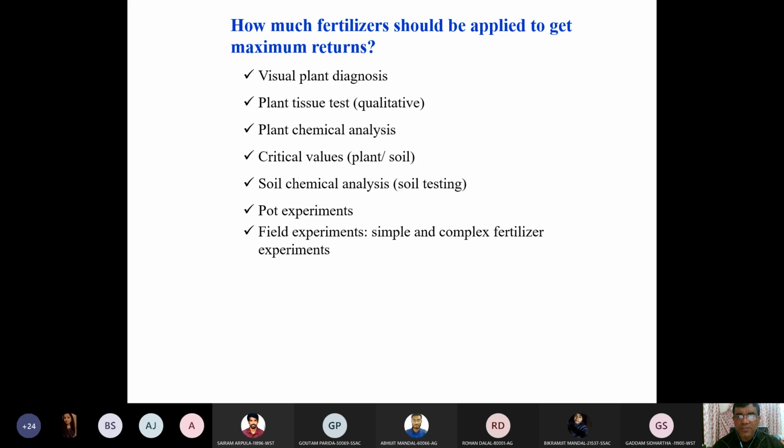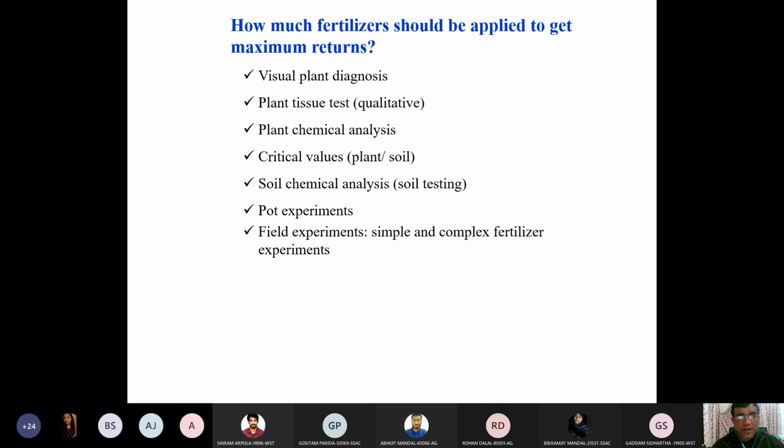Visual plant diagnosis means you just go to the plants, go to the crop, and see the deficiency symptoms, or symptoms of toxicity, or symptoms of excess uptake or availability of the nutrients. So visual plant diagnosis will tell us the deficiency of a particular nutrient. And we know deficiency symptoms of nitrogen, phosphorus, potassium, and we also know the toxicity symptoms of nutrients. So if your leaves or older leaves are getting yellow, that means you may have deficiency of nitrogen. Similarly, for every nutrient, you have deficiency symptoms.